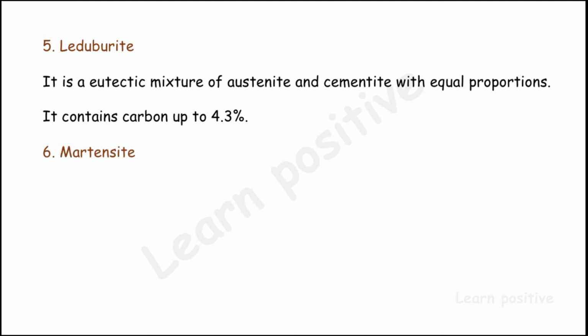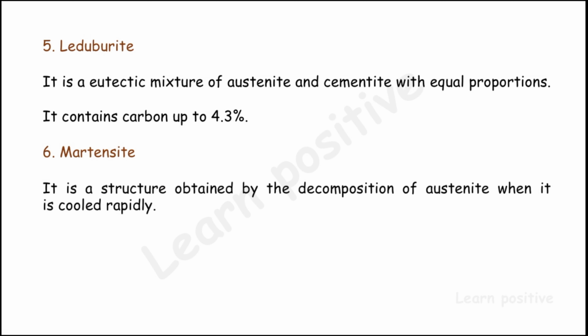Next one is martensite. Martensite is formed by the decomposition of the first stage of structure, that is called austenite. So, when the austenite structure is decomposed by cooling it rapidly, we get the martensite. In martensite, it contains carbon up to 2 percent.